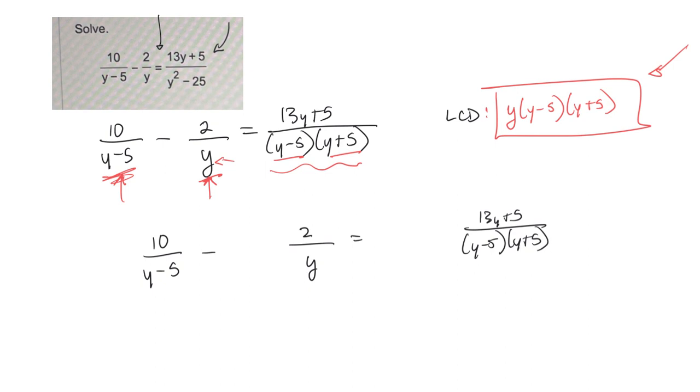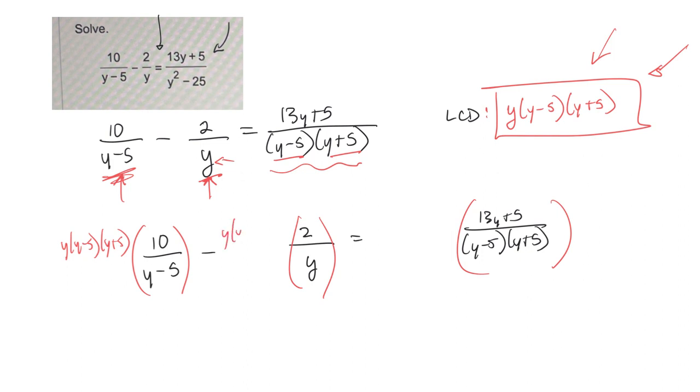But now what I'm going to do is multiply every term by this lowest common denominator. So a y minus 5, y plus 5. This one gets a y minus 5, y plus 5. And this one gets a y minus 5, y plus 5. And these are all over 1. So when I'm multiplying, I'm just multiplying the numerators when I get to that point.